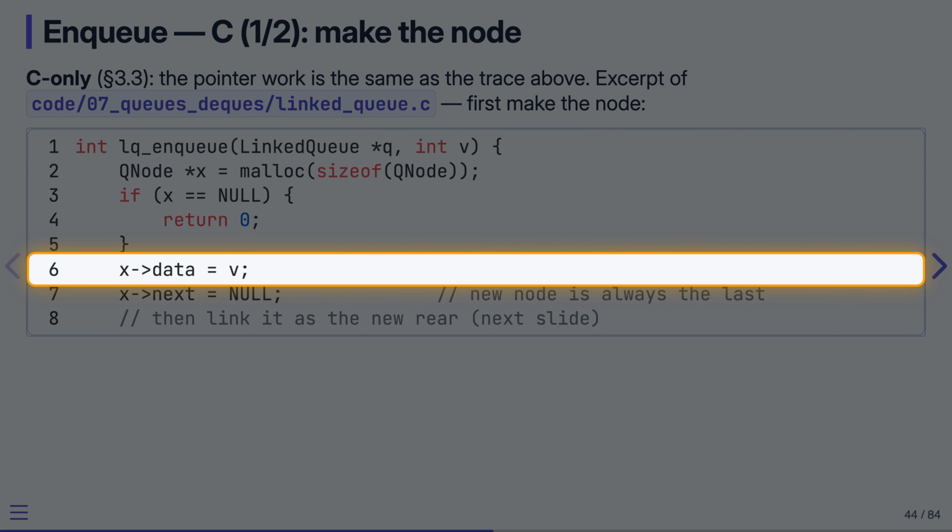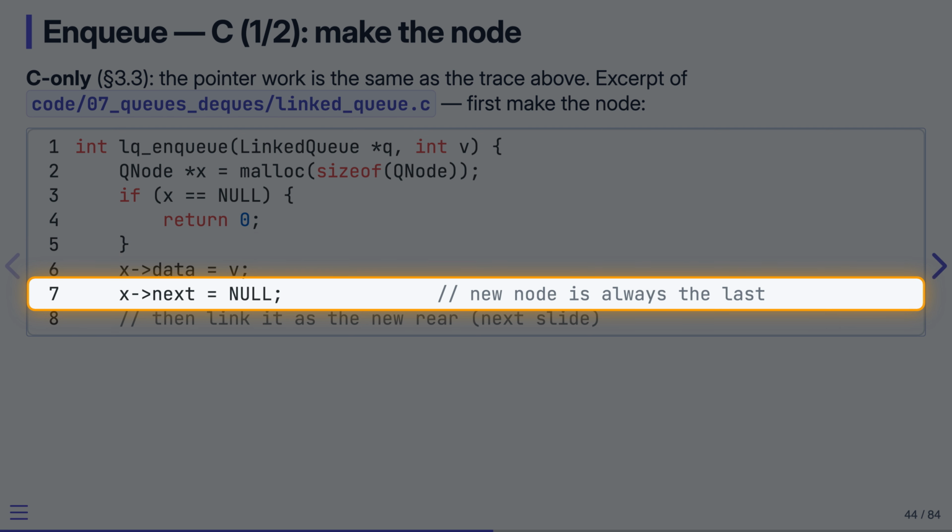Now we fill the node. We set X->data = V, so the new node stores the value. We set X->next = null. The new node is always the last one in the queue, so nothing comes after it.